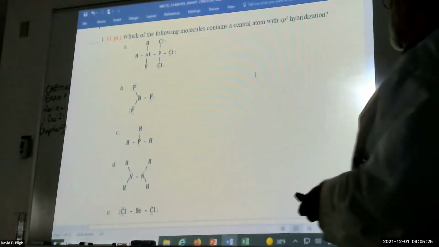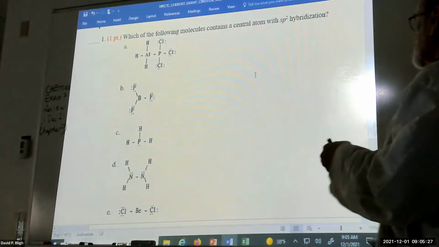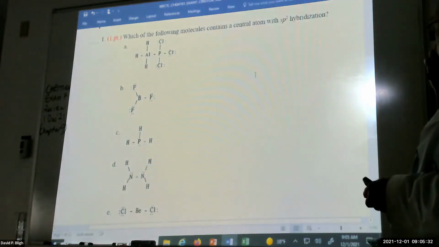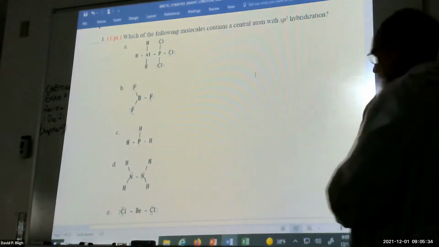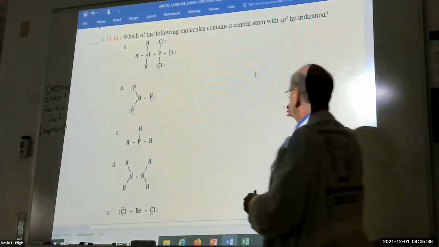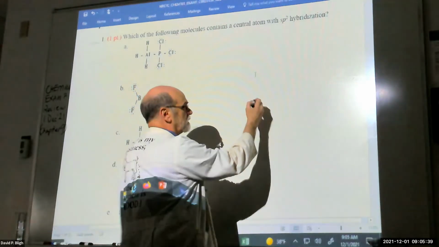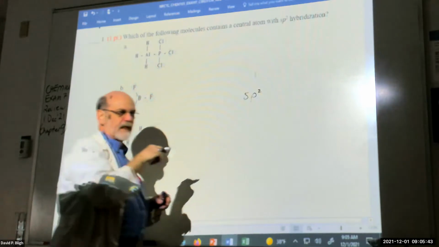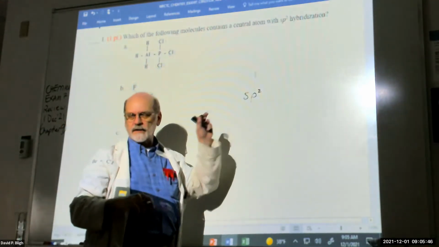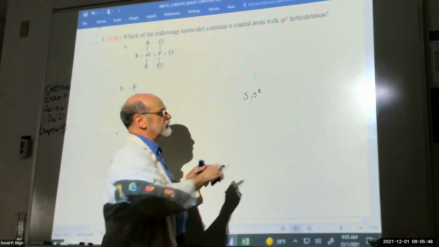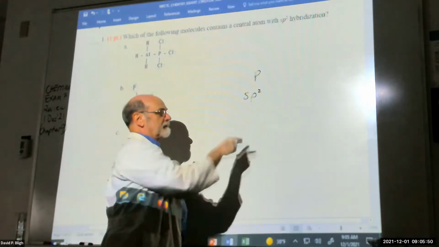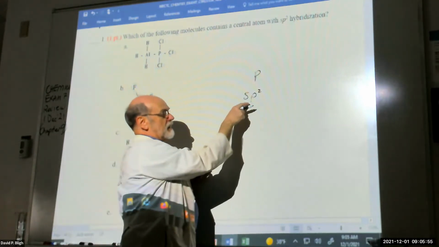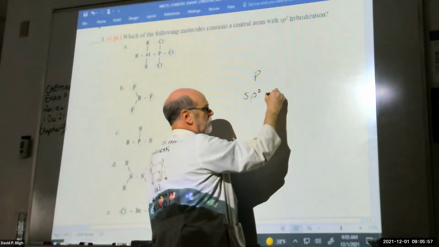All right, I want to look at this one, which speaks to the issue of hybridization. Which of the following molecules contains a central atom with sp2 hybridization? Remember, sp2 implies the hybridization of one s and two p's, which leaves an extra p out of the party. But the electronic geometry of this one is trigonal planar.